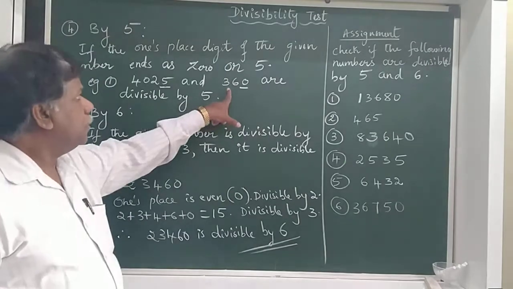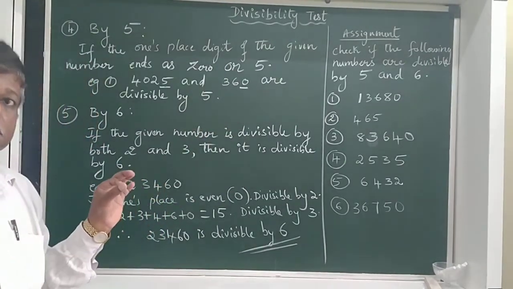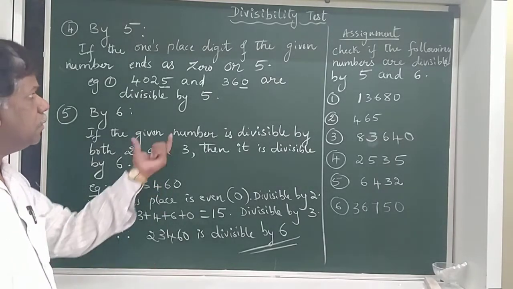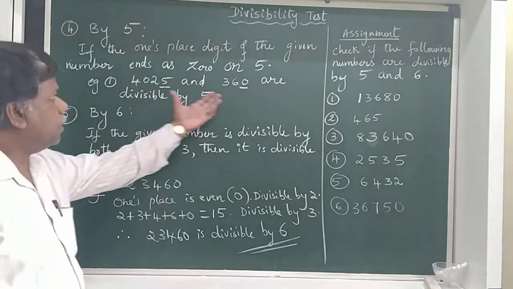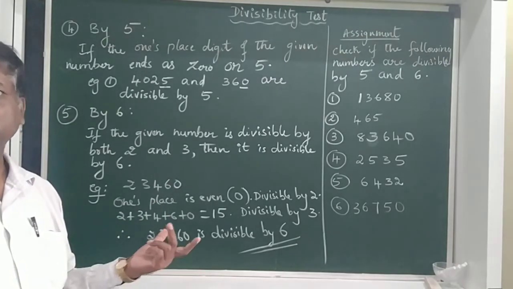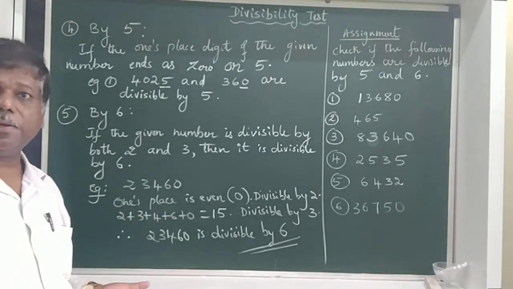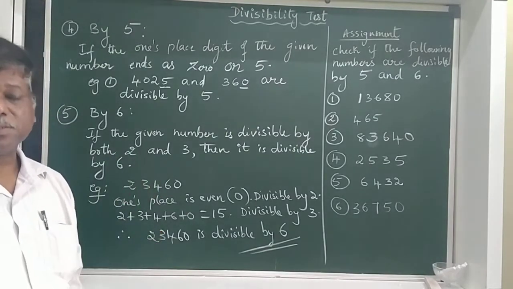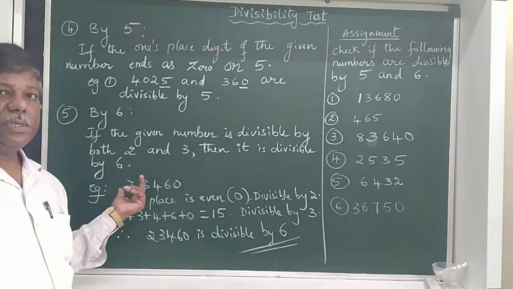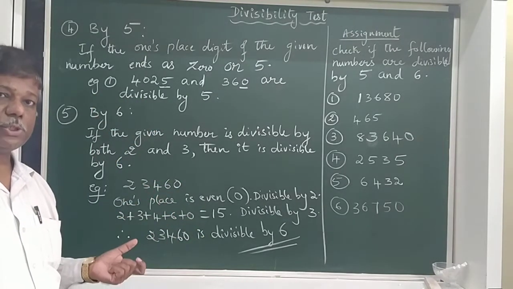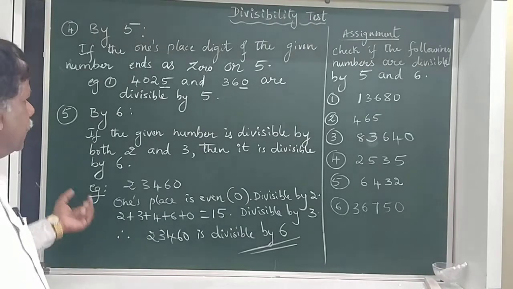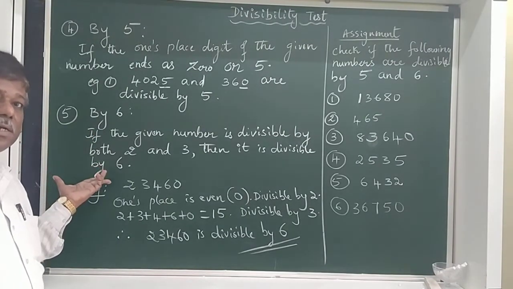Again, another example, 360. So here 0 is in the ones place. That is why it is also divisible by 5. So these two numbers are divisible by 5. If the last digit is 1, 2, 3, 4 or 6, 7, 8 and 9, then that number is not divisible by 5. Clear? So in order to be divisible by 5, the ones place should have the digit either 0 or 5.